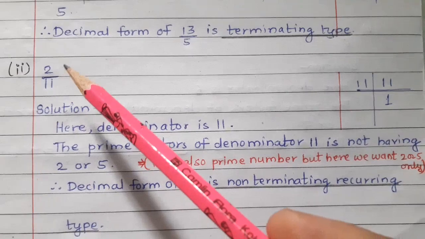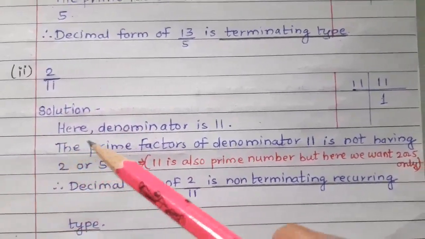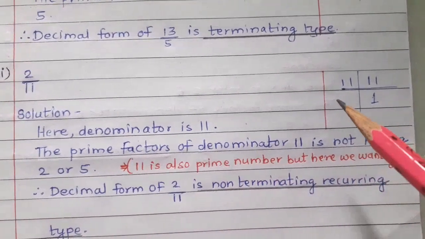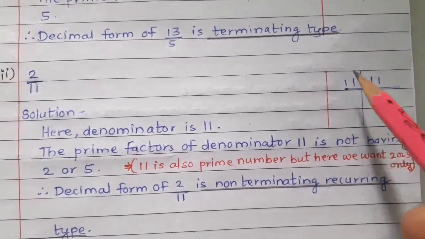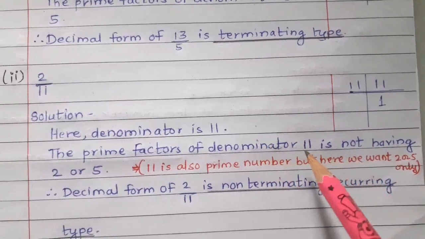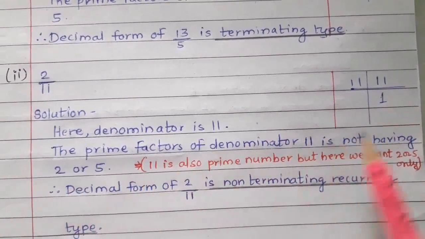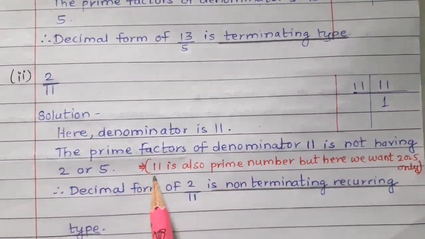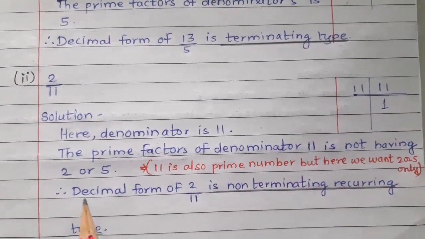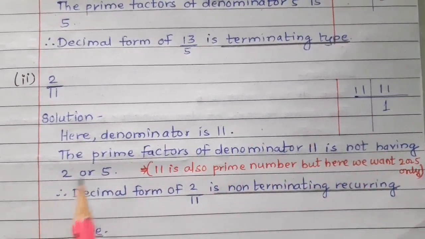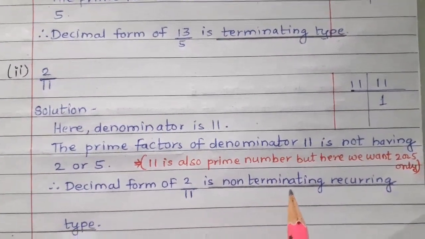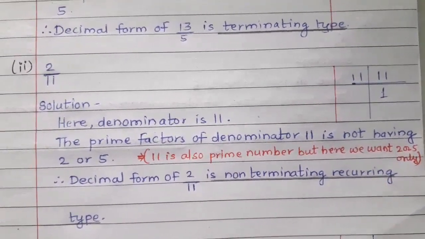Subquestion second, 2 upon 11. Solution. Here, denominator is 11. The prime factor of 11 is 1 multiplied by 11, that is 11. The prime factor of 11 is not 2 or 5. 11 is also a prime number, but here we want 2 or 5 only, and the prime factor of denominator 11 is not 2 or 5. Therefore, the decimal form of 2 upon 11 is non-terminating recurring type.